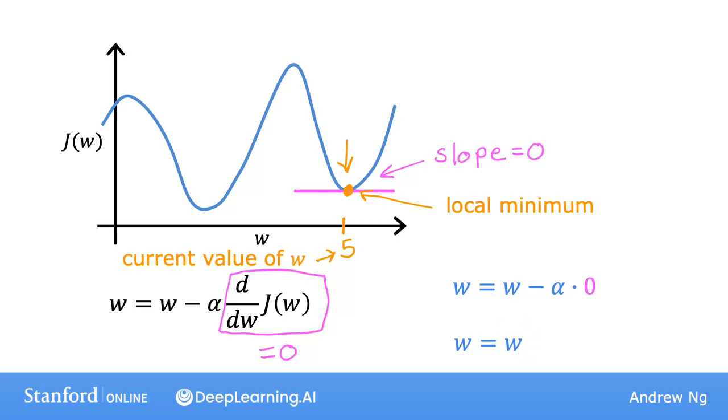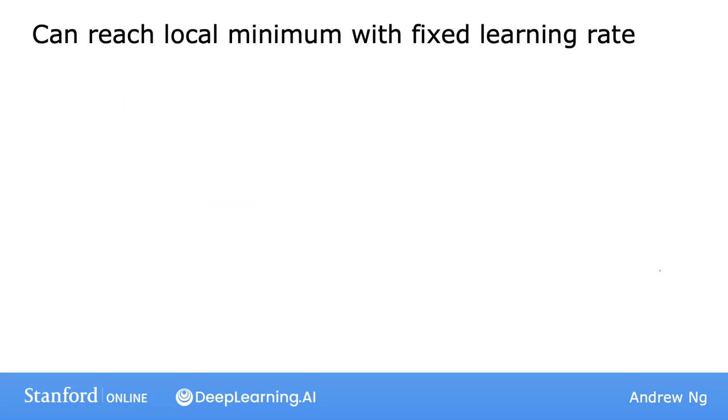So concretely, let's say if the current value of w is 5 and alpha is 0.1, after one iteration, you update w as w minus alpha times 0, and it is still equal to 5. So if your parameters have already brought you to a local minimum, then further gradient descent steps do absolutely nothing. It doesn't change the parameters, which is what you want, because it keeps the solution at that local minimum. This also explains why gradient descent can reach a local minimum even with a fixed learning rate alpha.